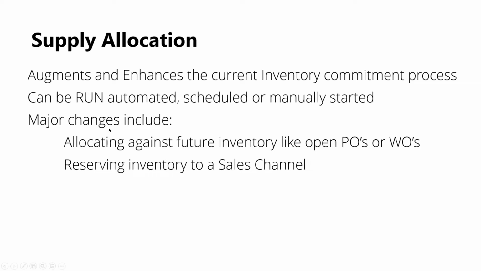The major differences to before is the allocation against future inventory. So that was not possible before. So think of open purchase orders, work orders, transfer orders that are not physically built yet, but you want to reserve inventory against those. That's possible now. And the second thing is reserving against a sales channel.